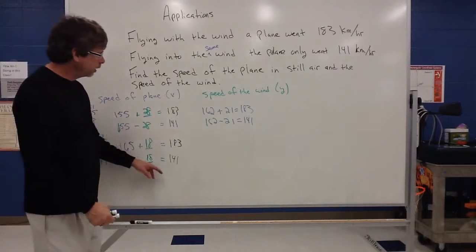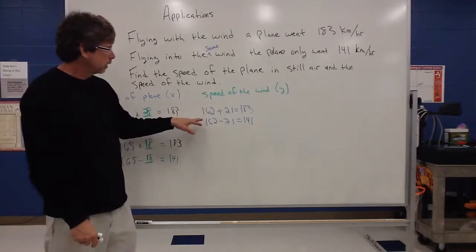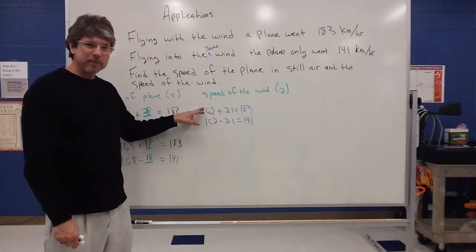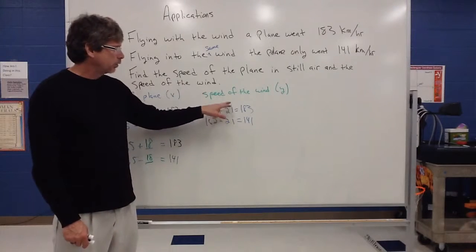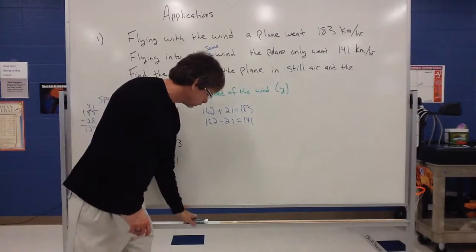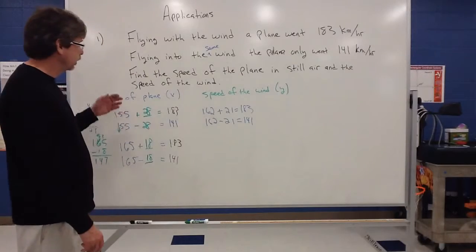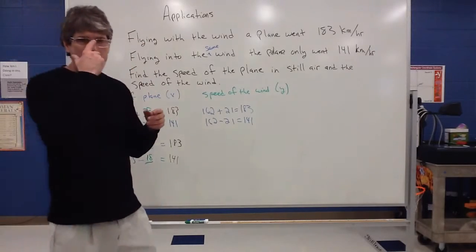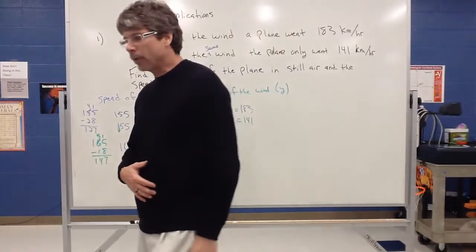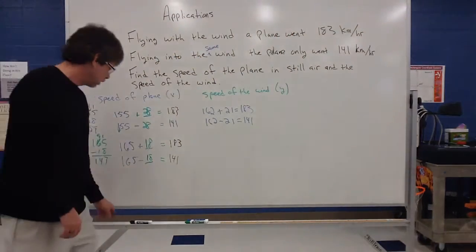So by trial and error, we can pick up that the speed of the plane is 162. The speed of the wind has to be 21. That would meet the conditions of this problem. So I don't have to use algebra to solve. I can just play with some numbers. So I would call that a trial and error method.